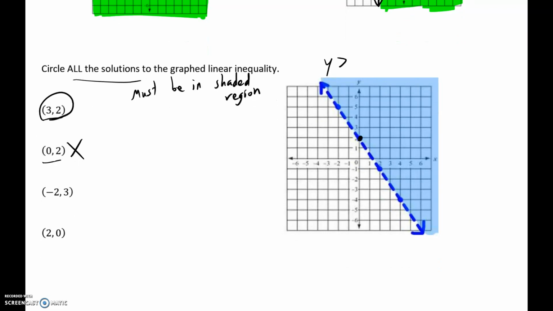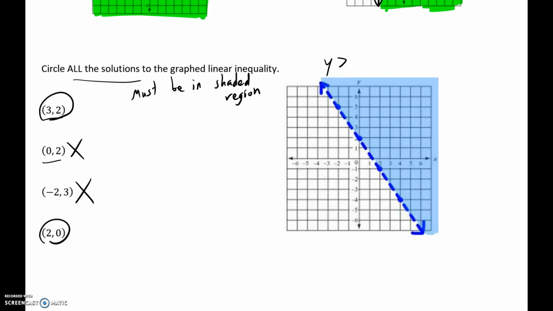How about negative 2, 3? Well, negative 2, 3 is over here, very clearly, firmly not in the blue shaded region. Okay? And my last point that I need to try is 2, 0. 2, 0 is over here, and that is solidly in the blue shaded region.